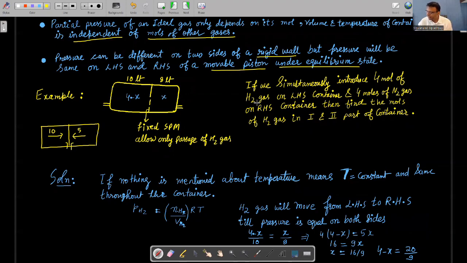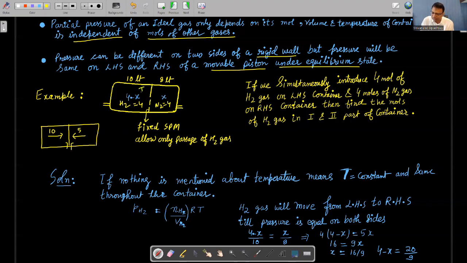This is the question. Here there is a diagram, and on the left hand side, the volume of the left part of this container is 10 liter. On the right hand side, the volume is 8 liter. If we simultaneously introduce 4 mole of hydrogen gas on the left hand side container, and 4 moles of nitrogen gas on the right hand side, then find the number of moles of hydrogen gas in the first and second part of the container.